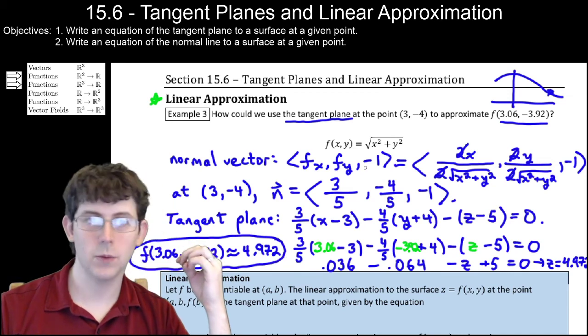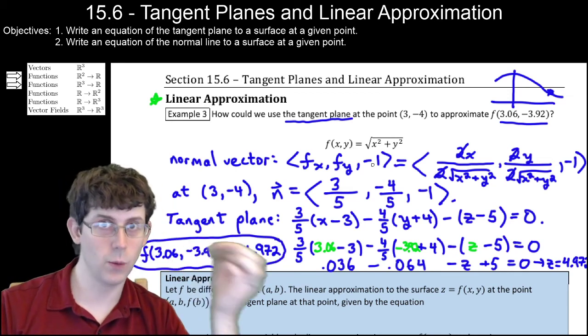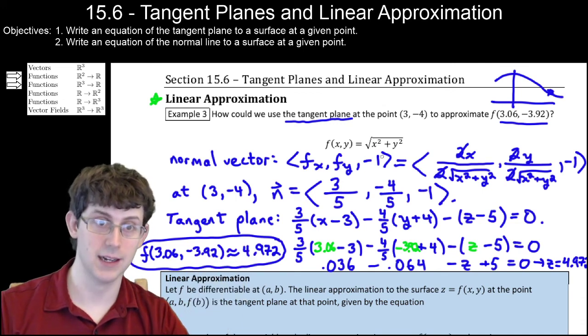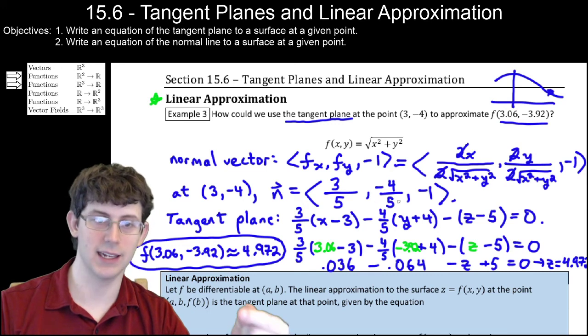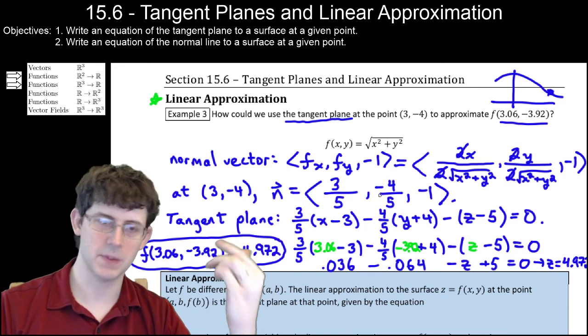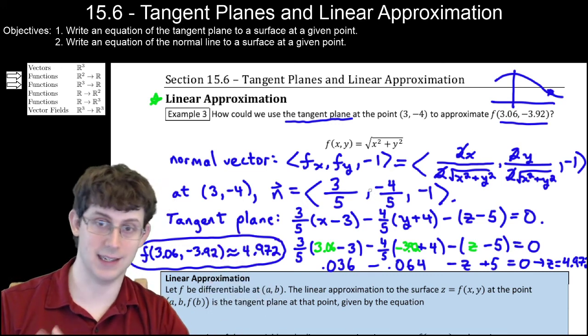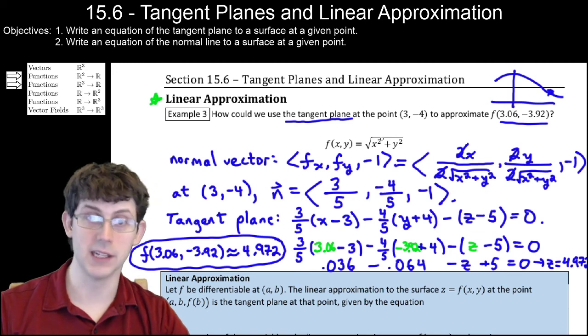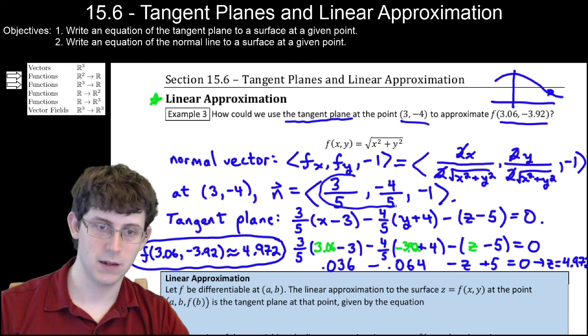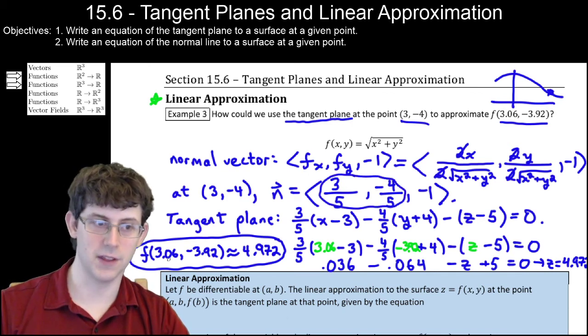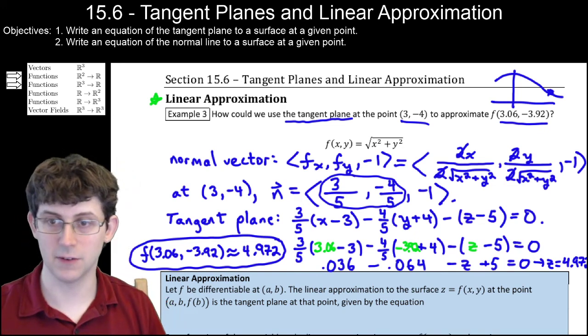This is valuable when your function is complicated, or when your function doesn't have a formula but you know its slopes, you know its partial derivatives, and that's more likely in the real world. You'll have data that will tell you how fast things are changing. You won't have a formula for the function to plug it in. So you'll use a base point and how fast things are changing to get an approximation for the end result here. Okay, let's see the final formula.